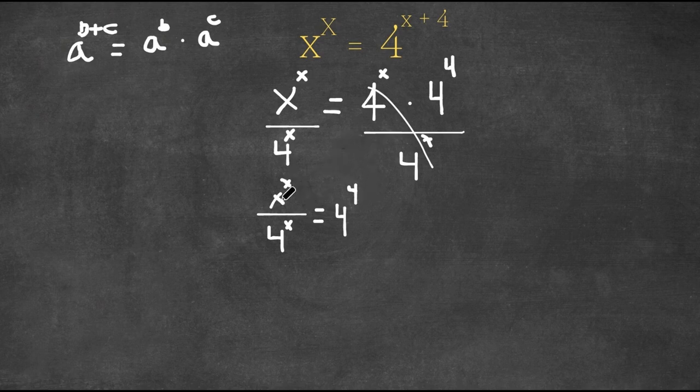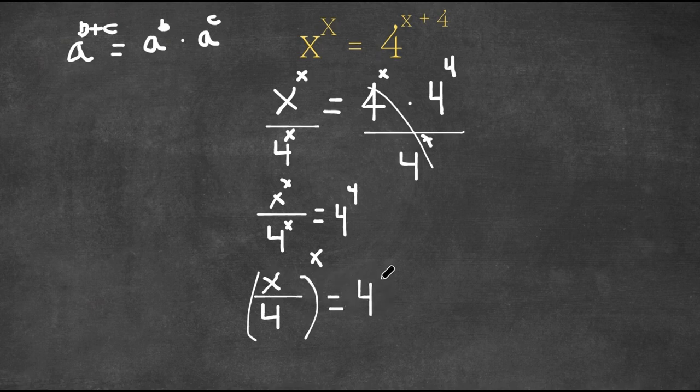Now we're going to change this into x over 4 to the power of x, because both the numerator and the denominator are already to the power of x. So we're just putting the x over here and putting parentheses. And this is equal to 4 to the power of 4.